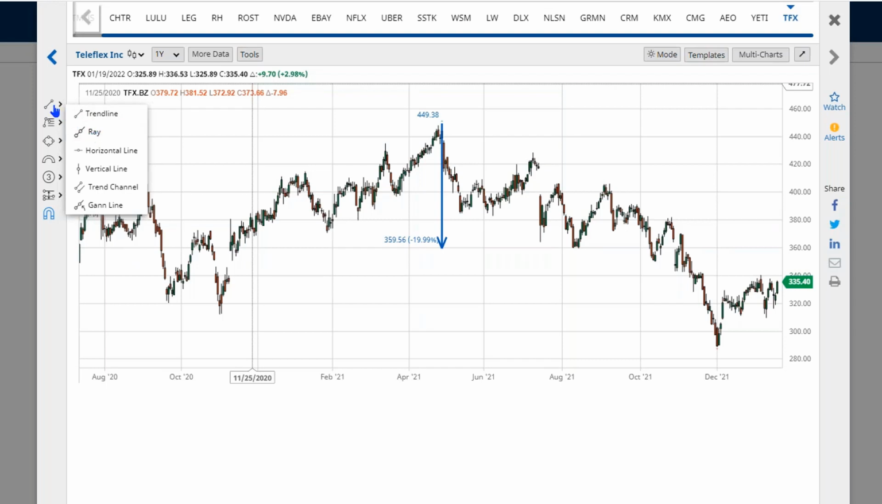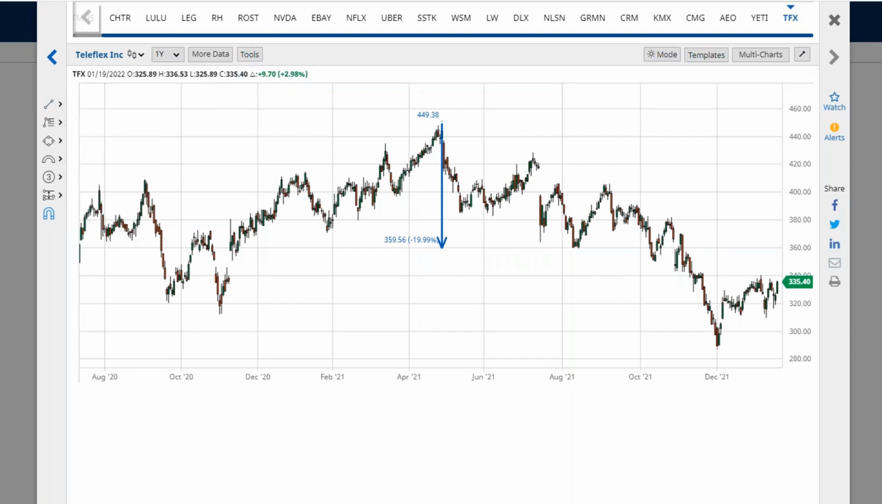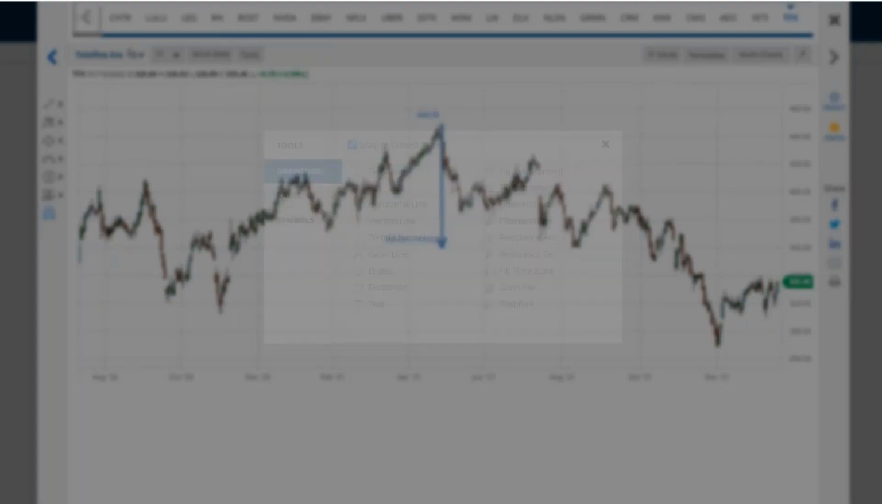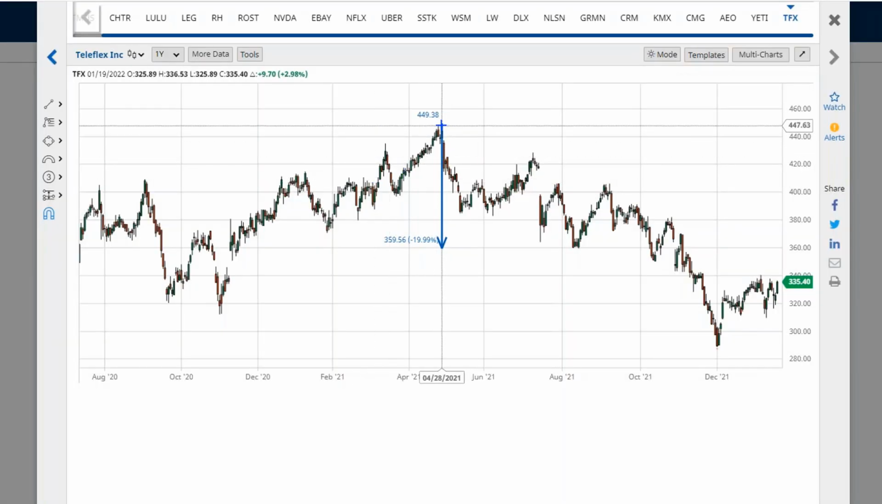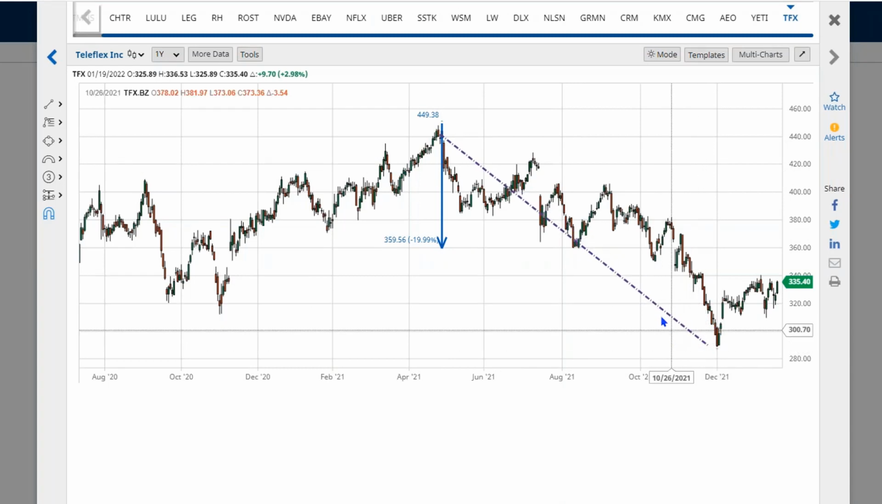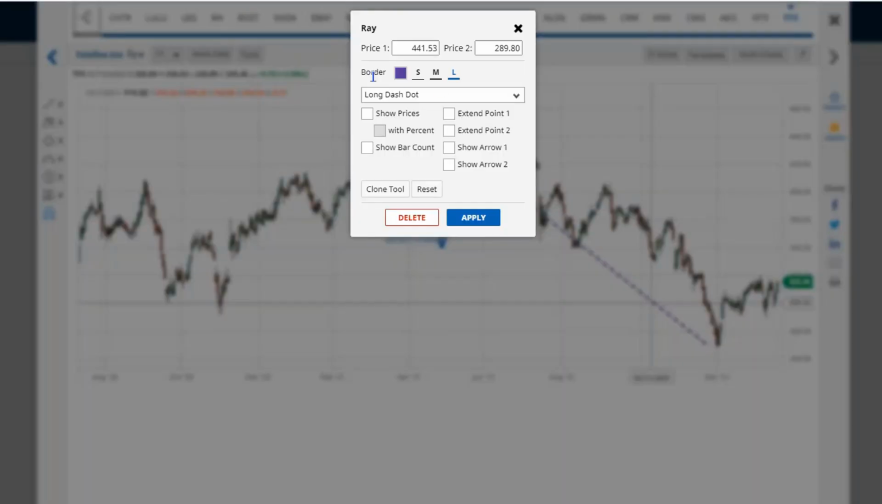So I can find tools over here on the left of my screen, or I can open it up here, right? And I want to open up a ray. Now, first what I want to do is just draw the ray, right? And once I draw the ray, then I'm going to right-click on the ray, and I can design it by values that I know.